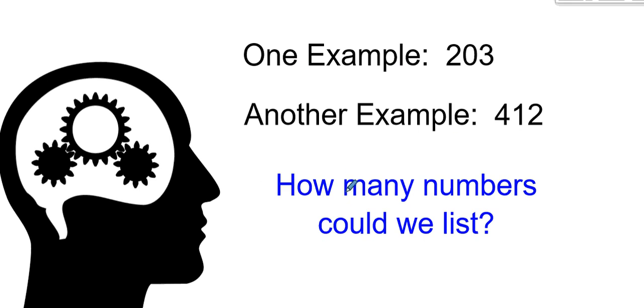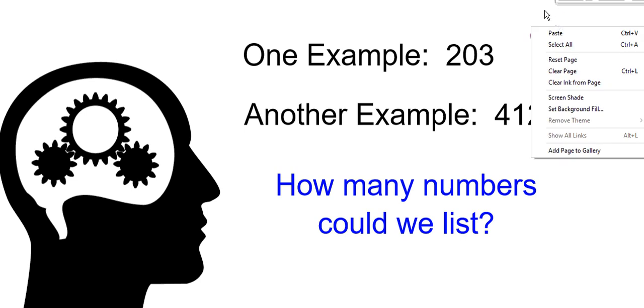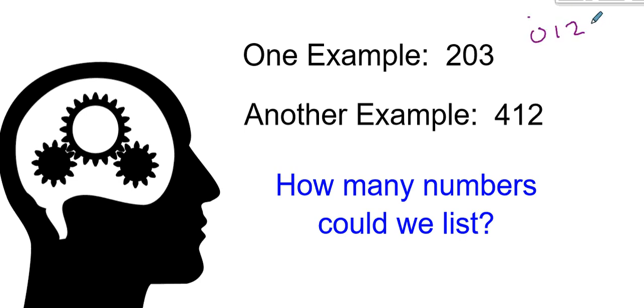So here's one example of a number that does work, 203. That is a 3-digit number. It's made only of the numbers from 0, 1, 2, 3, 4, and there's no repetition. Here's another example. So really, this question is saying, if I listed all of the numbers that satisfied the rules of the question, how many numbers in total would we list?